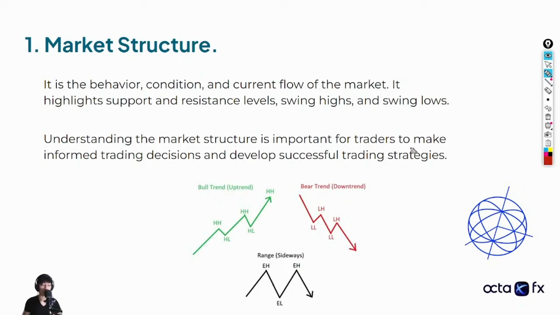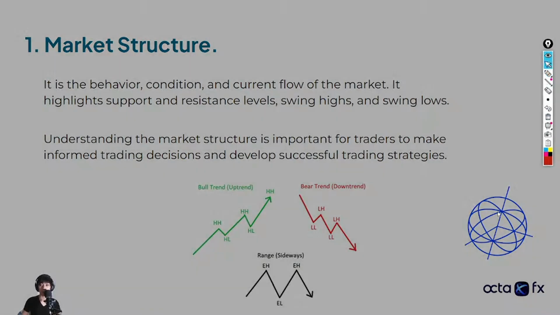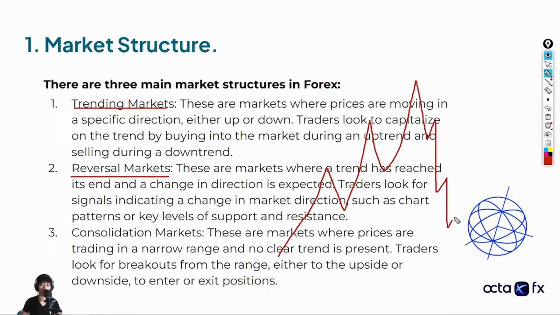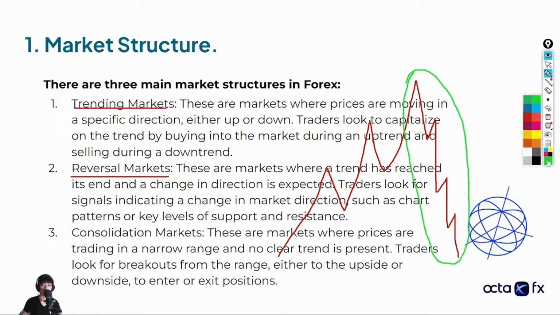Okay, and by the way, market structure has three types. So let's discuss that right now. Those types are the trending market. Just like what I am saying, we have uptrend and downtrend. We also have reversal markets. This is where the price is making a reversal. So let's say the market is going up, and then once the price started to go down like this, this move right here is what we call a reversal.